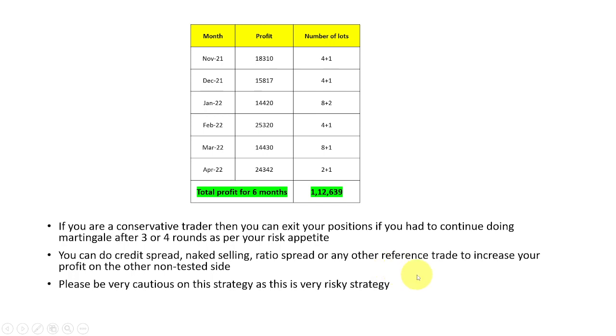And in the last video also I have told you this is not a strategy that will make you rich, but if you are rich, you can do this strategy. Actually it need not always be that you need to be rich, because with 4 plus 1 or 8 plus 2, the margin required is not way too high, and still you are going to get somewhere around 18 to 20,000 profit, which for the last 6 months, I told you, was 1.12 lakhs, which is a very good profit. So yes, even a retailer can do it, but please understand the strategy fully before implementing this.